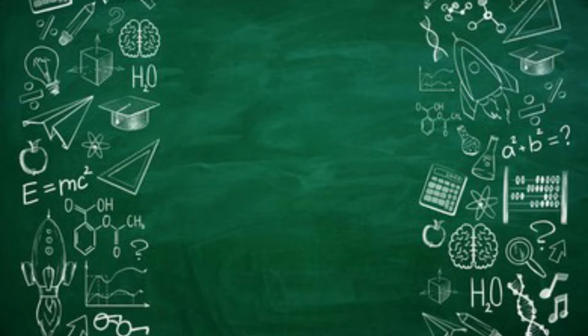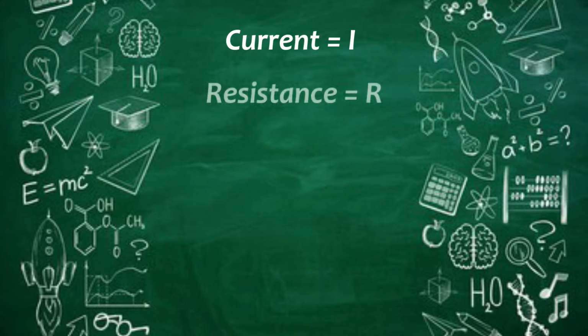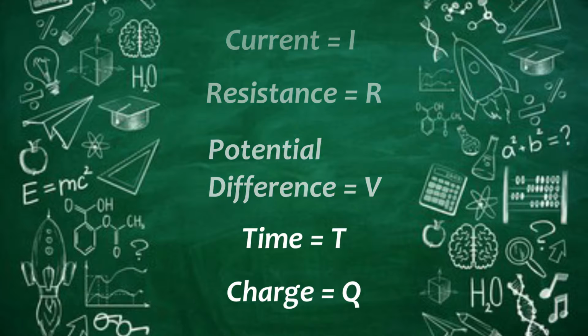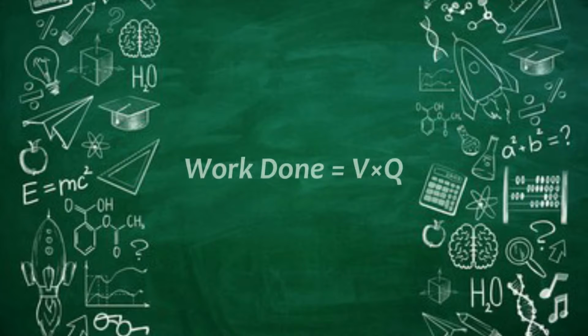To understand this much better, consider a current I flowing through a resistor of resistance R. Let the potential difference across it be V. Let t be the time during which a charge Q flows across. So the work done in moving the charge Q through a potential difference V will be VQ. Therefore, the battery must supply energy equal to VQ in time t.